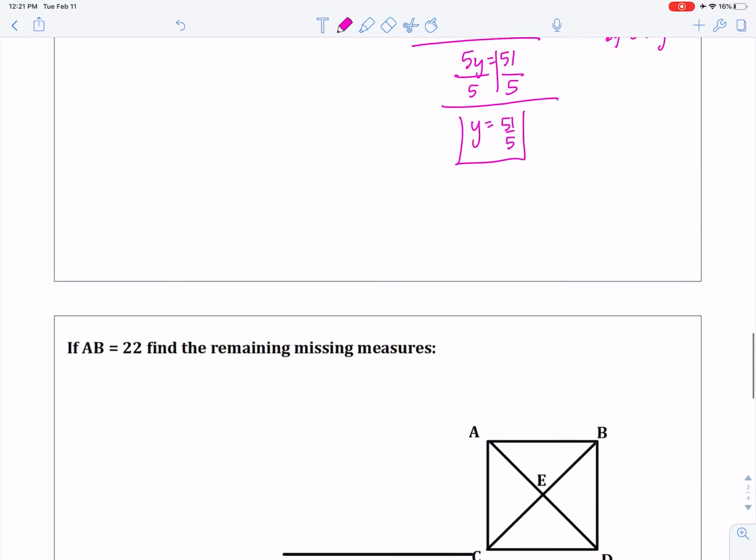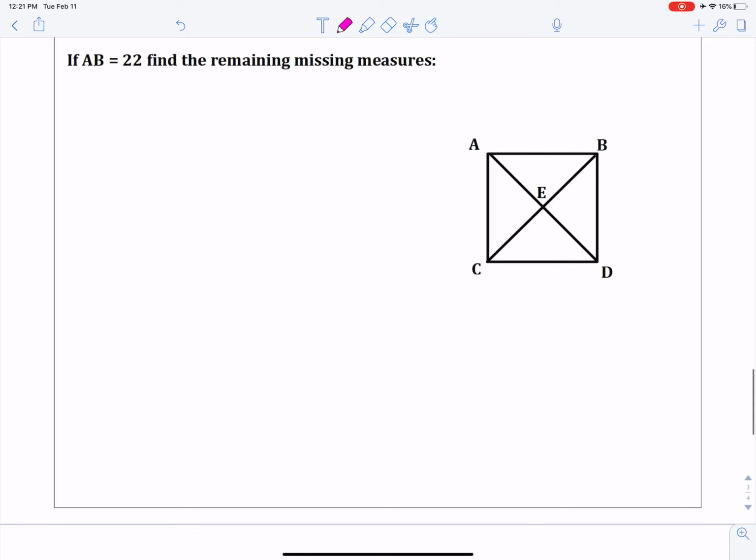Okay, we're going to do one last example where we're only given one length, and we're going to find all of the remaining pieces. So I'm going to switch to blue here. It says that AB is 22. Well, I know that all 4 sides are equal, so I'm going to go ahead and fill that in. I know that all the angles were 90. And then they're being bisected.